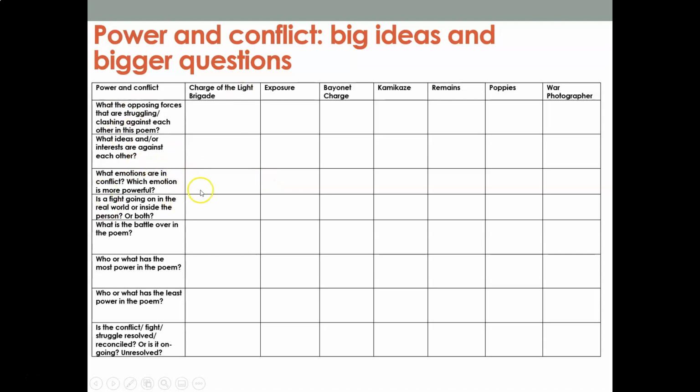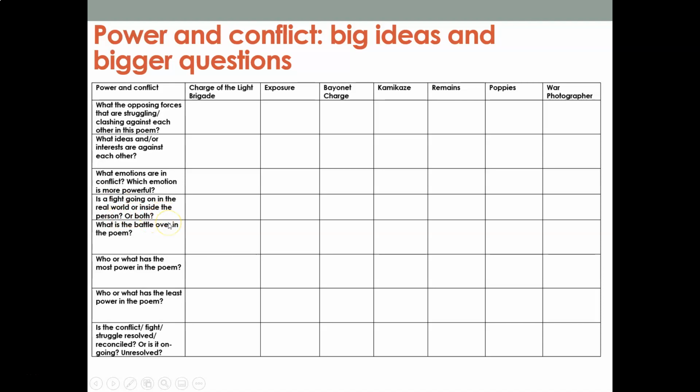So what emotions are in conflict? Which emotion is more powerful? So in Charge of the Light Brigade, you could say there's the emotion of pride and heroism versus fear and being afraid. Oh, that's actually in Bayonet Charge, that same feeling. So you will see that again, there might be similar or recurring answers. That's going to give us links. That's going to make us think, oh, Bayonet Charge and Charge of the Light Brigade both show a conflict in emotions. Both show soldiers that are conflicted between this sense of pride and patriotism versus their fear and anxiety.